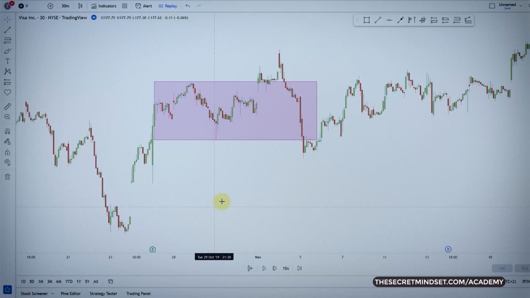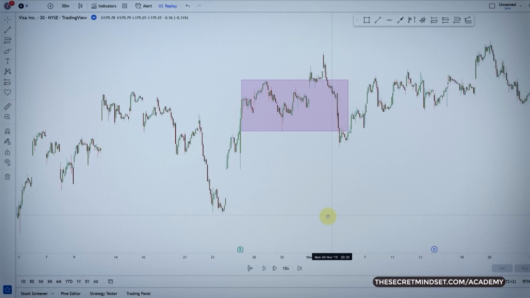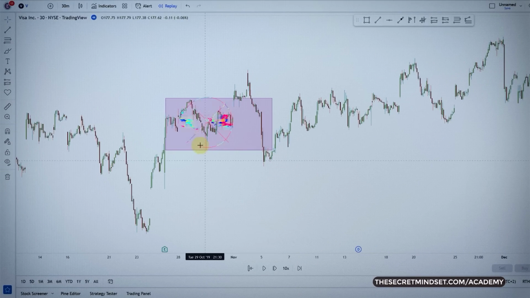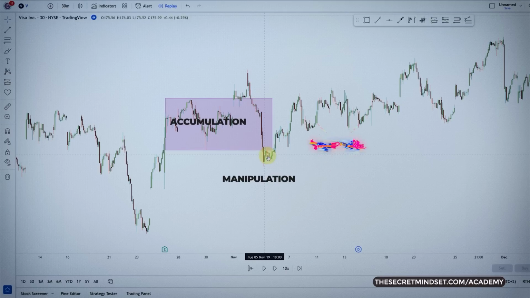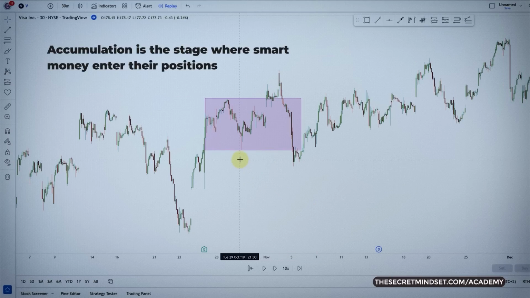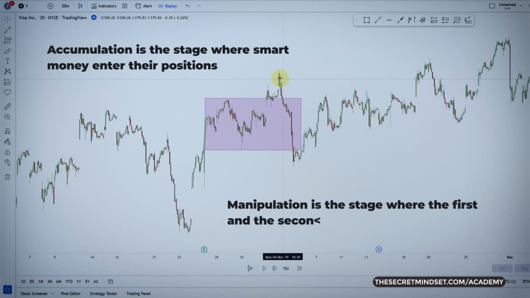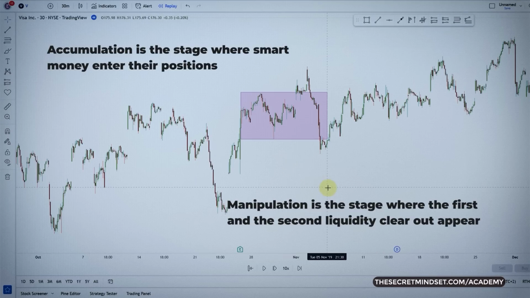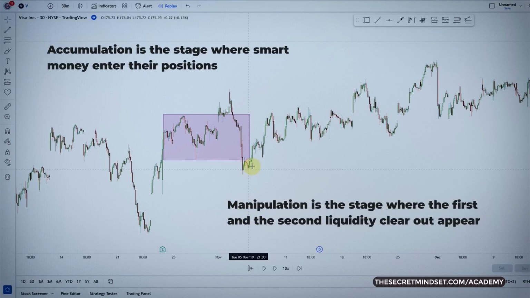If you have trouble finding this pattern, try to break it into 3 stages: accumulation, manipulation, and the trend phase. Accumulation is the stage when smart money enter their positions. Manipulation is the stage where the first and the second liquidity clearout appear. And after the traders are trapped, the trend phase begins.